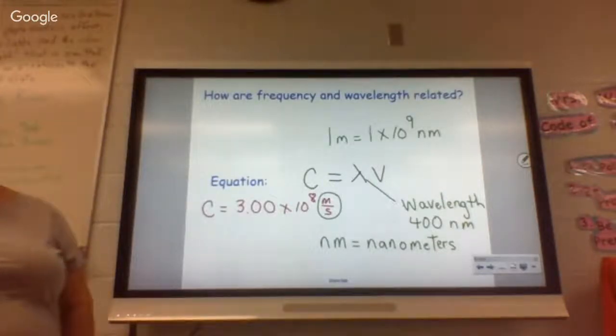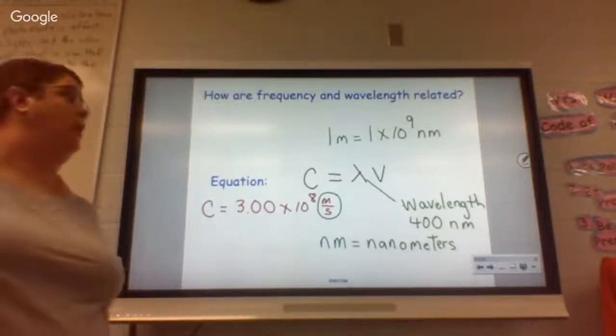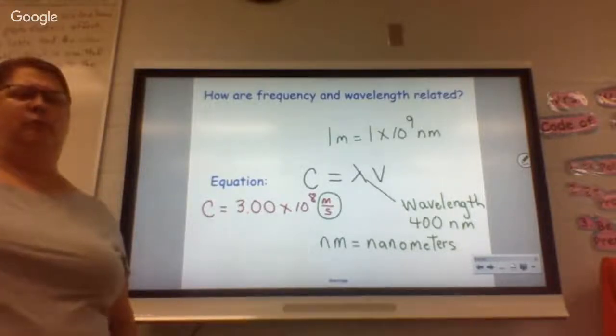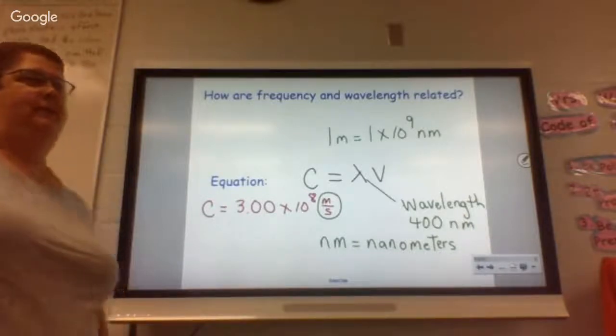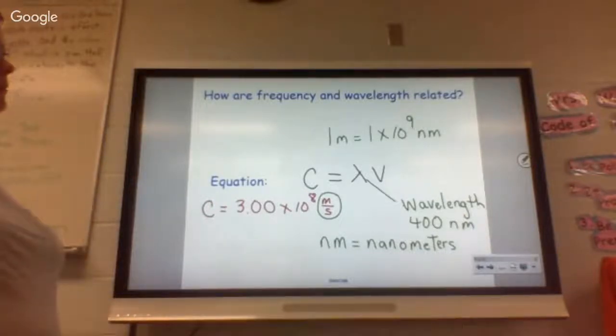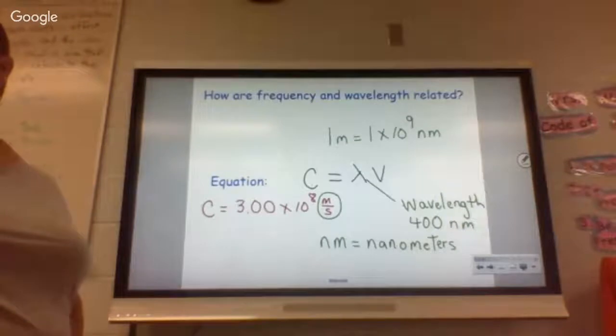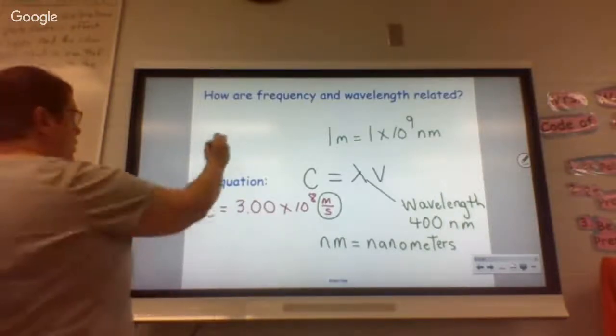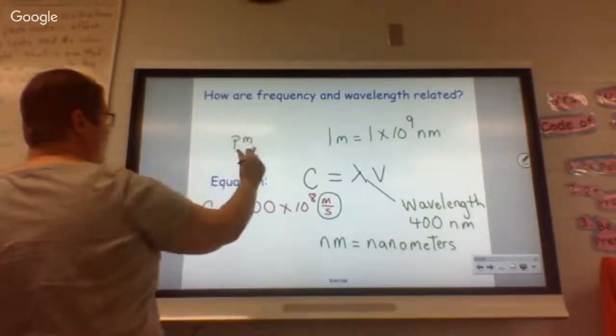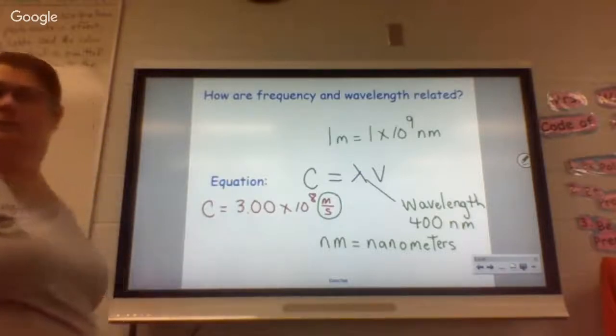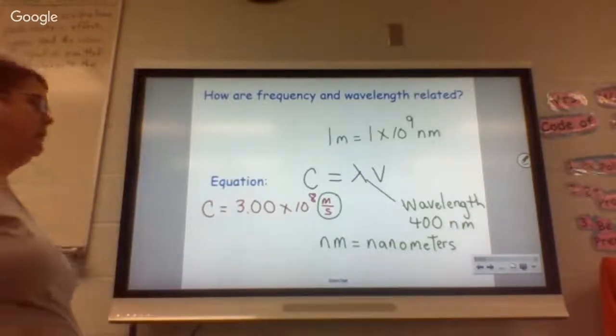Will we get smaller than that? Yes, you can go to pico, or picometers, which is to the 12th. Picometers, which is to the 12th. P-I-C-O. Yes, you're supposed to write all this. Come on, I don't want to have to wait all day.